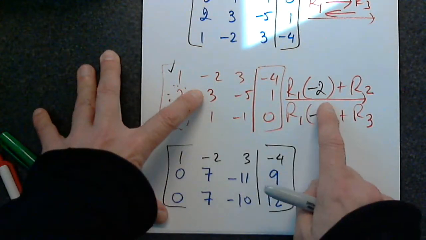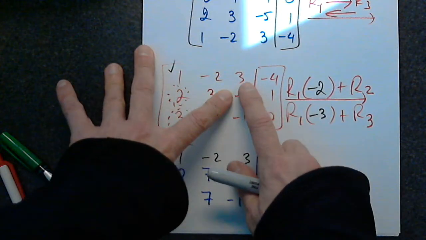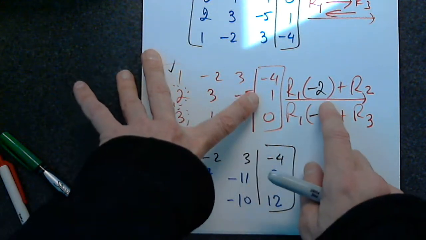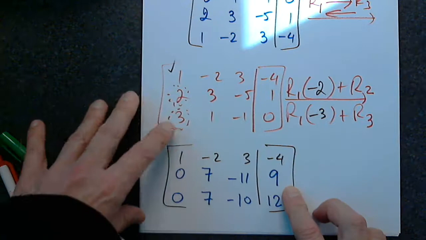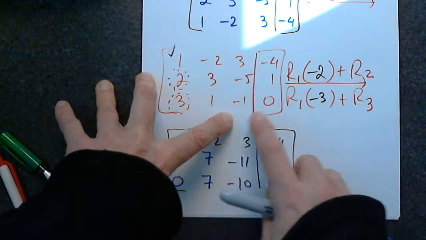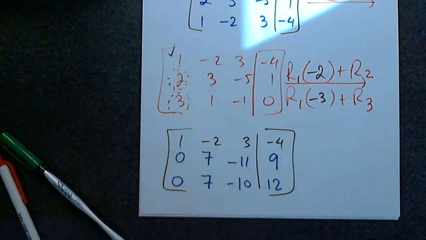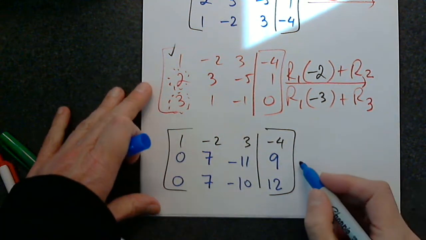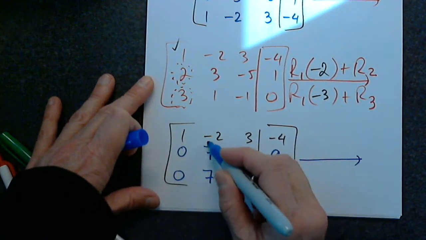So 0, and that's 4 plus 3. Negative 6, negative 11, and that's 8 plus 1, 9. Negative 3, yes, 6 plus 1, 7. Negative 9 minus 10, correct, 12. Good. Okay, so I need to get a 1 in here.